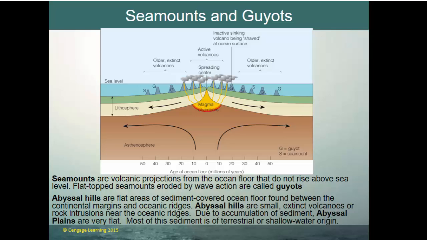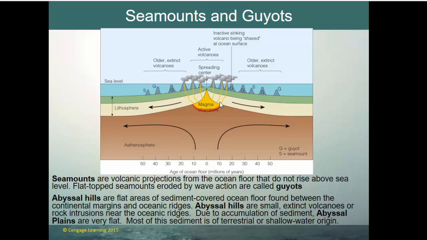Some other interesting features on the sea floor are these seamounts and guyots. Seamounts are volcanic projections from the ocean floor that do not rise above sea level. So a seamount is going to be anything that doesn't quite ever get to sea level. And very likely they are formed at the mid-ocean ridge, and then they are carried away from the mid-ocean ridge as those two oceanic plates diverge.